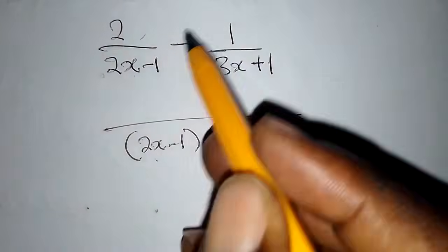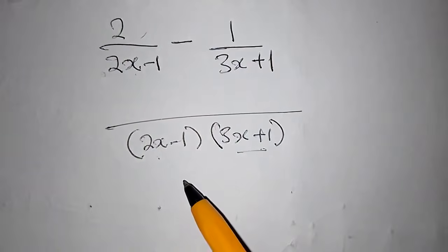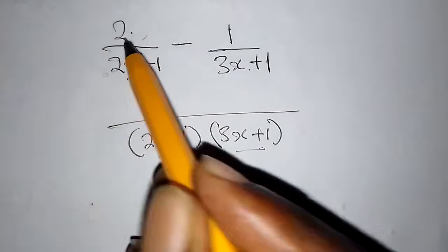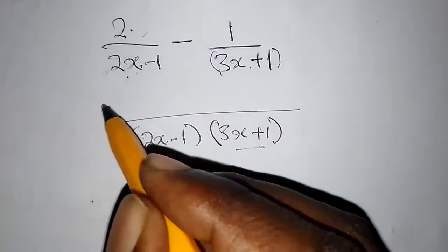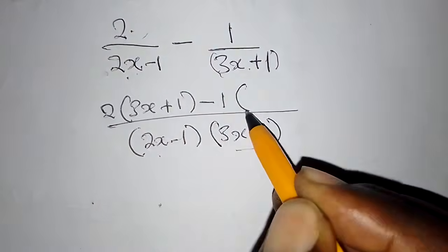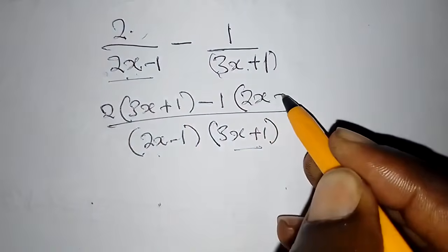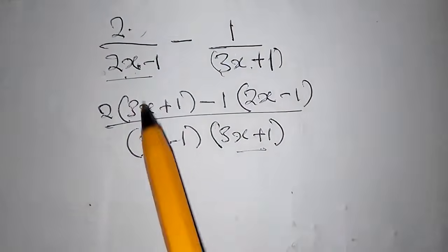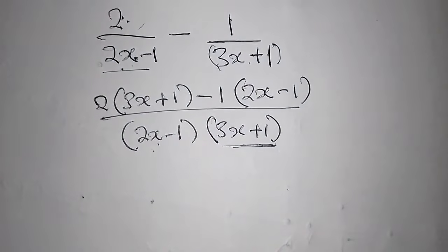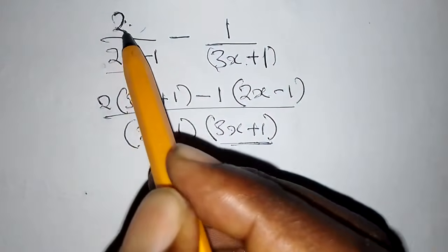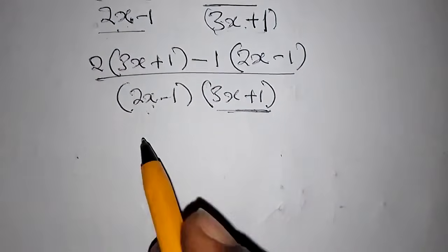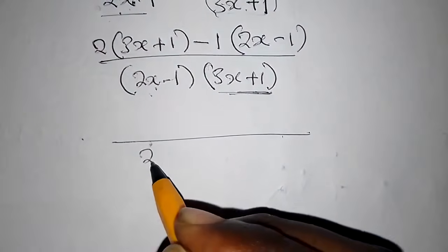Some people tell you that you need to cross multiply. So this one will go with that one, and this one will go with that one. 2 will go with this expression here, so you're going to have 2 open bracket 3x plus 1. Then negative 1 will go with this one, 2x minus 1. When I say this into that cancel, then you remain with this, then you multiply by 2. Some people may not understand. So this one will go with this other one, then this one on top will go with this. The denominator remains the same.